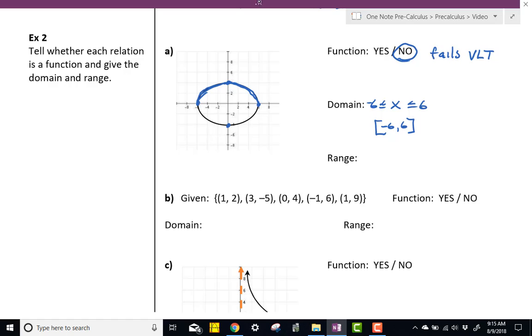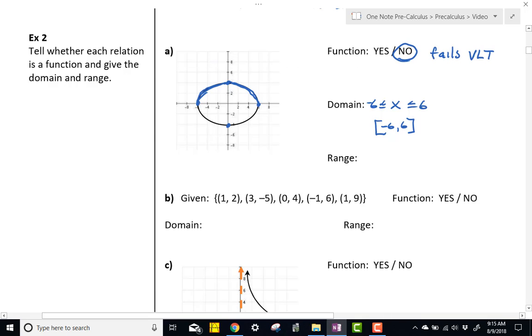The range, on the other hand, again, those are your y values. Those are your up and down. So what's the smallest y value? It's down here at -4. The biggest y value is up here at +4, and everything in between touches a y value from -4 to +4. So we're talking about y values that are greater than or equal to -4, less than or equal to +4, or we could say -4, 4.